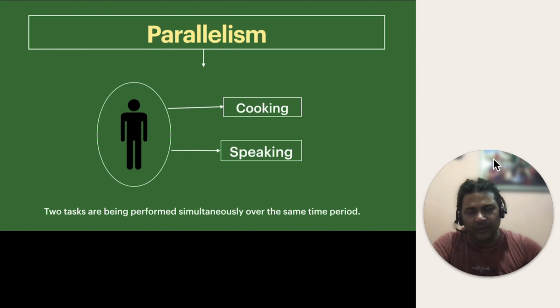Here is another example of parallelism. Suppose someone is performing two tasks at the same time. He is cooking and speaking at the same time without switching between them. So cooking will not have any effect on speaking. Someone can speak at the same time as she or he cooks anything. So cooking and speaking is an example of parallelism.